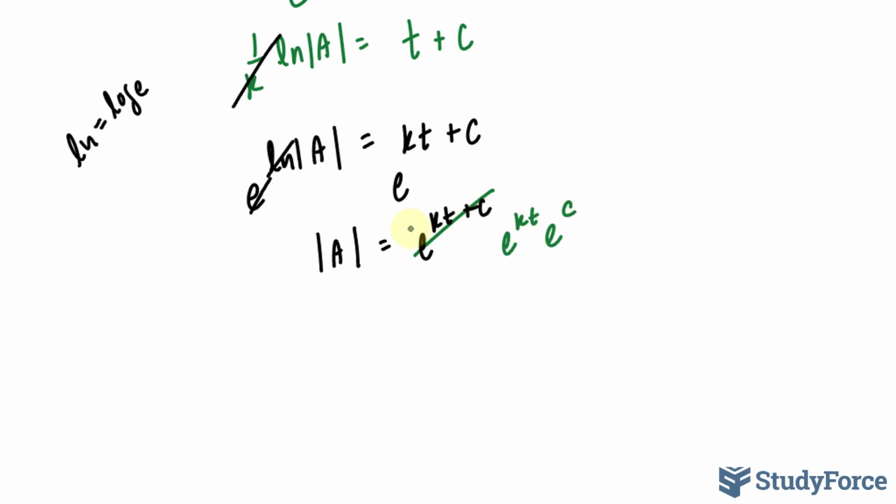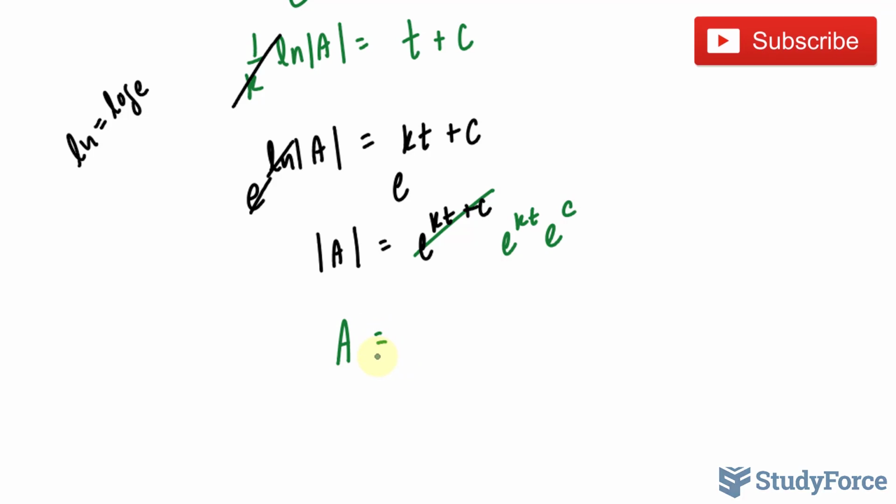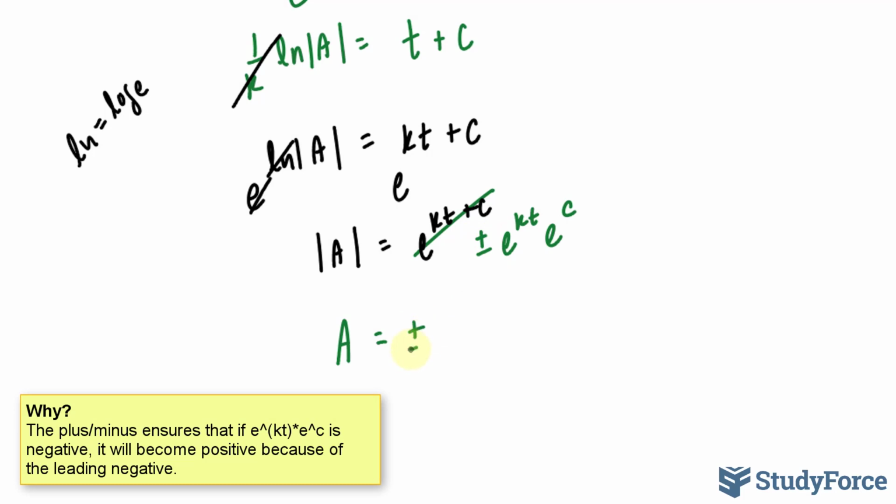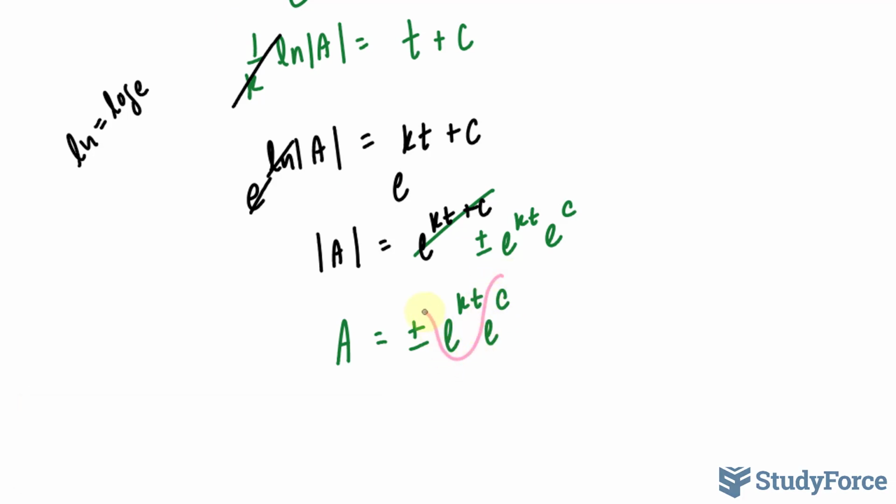I do not want absolutes on the left side. So to get rid of this absolute, I'll just write it as A is equal to, and instead of the absolute, I'll make note that the right side needs to be plus minus. So plus minus e to the power of kt times e to the power of c. E to the power of c, along with this plus minus, can be replaced with another letter. Let's call it M. So we have A is equal to M times e to the power of kt. This is a very important equation that we just came up with.